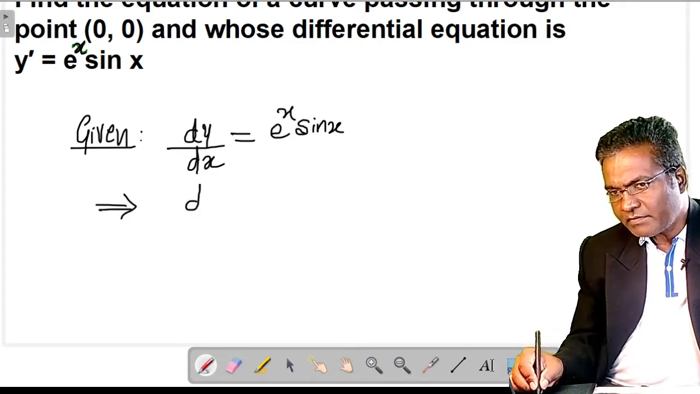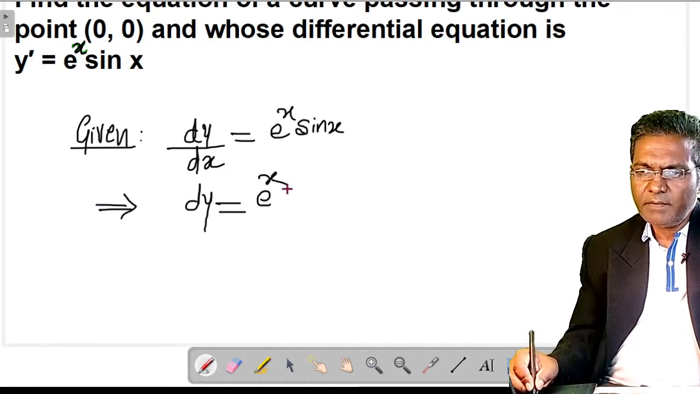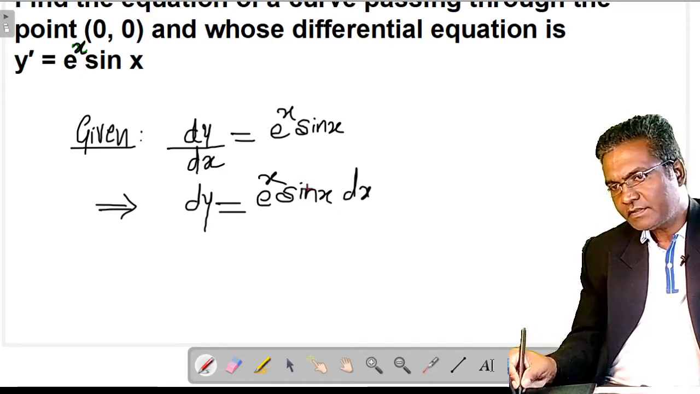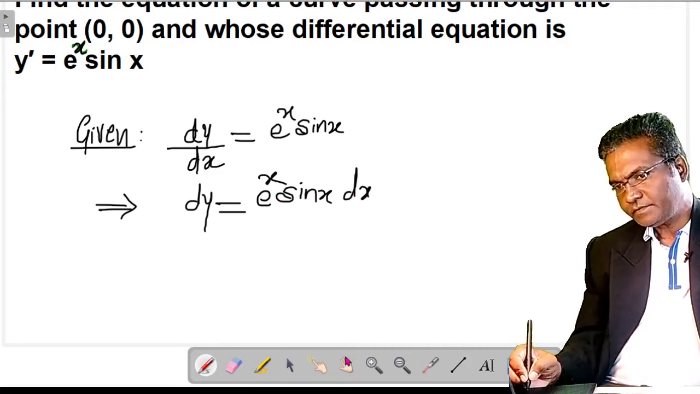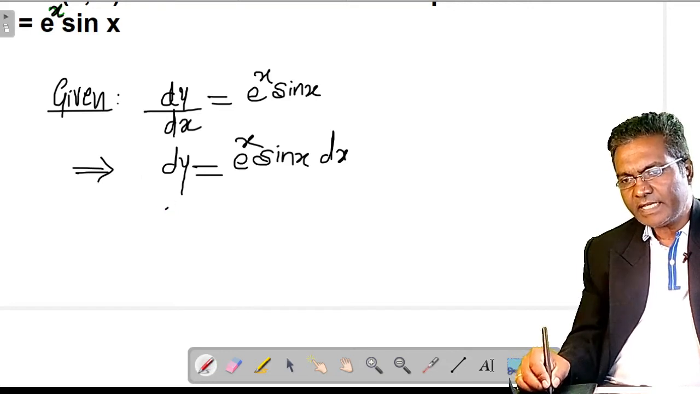So first separate the variables. dy is equal to e power x into sin x dx. Okay, separating the variables. Once the variables get separated, integrate.